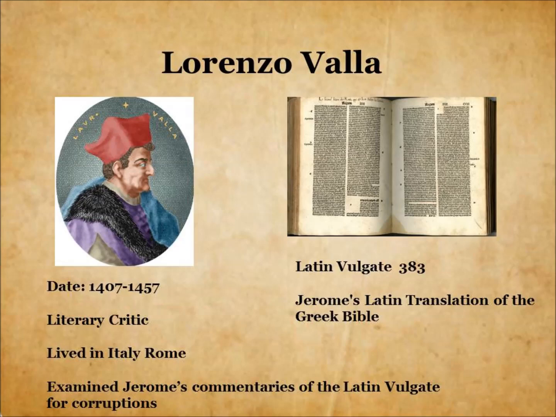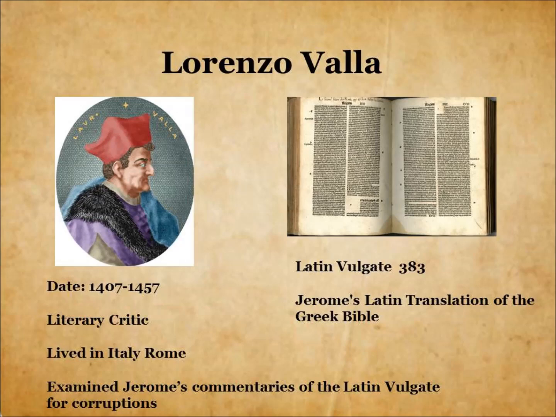And so Valla did. He checked Jerome's commentaries and compared the text in the commentary with the text in the Latin Vulgate itself. And he started realizing that yes, indeed, the Latin Vulgate had been corrupted over time. Not intentional corruptions, not things that people were nefariously doing, just basic, understandable, scribal errors. This is, once again, a reiteration.